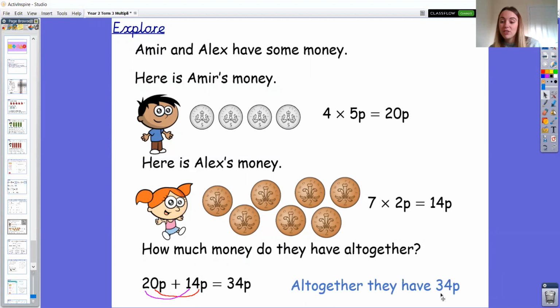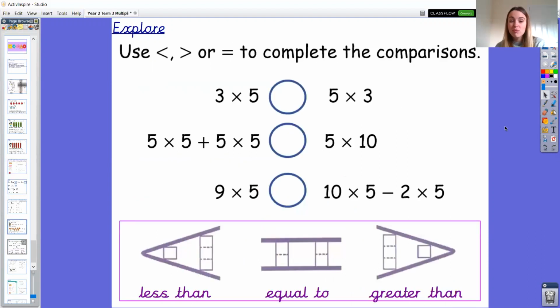Altogether, they have 34p. Brilliant. Well done, year 2. Okay, so moving on to step 3, we are going to be doing some comparing today. And I've got a little helpful box at the bottom to help you whilst you're at home as well.